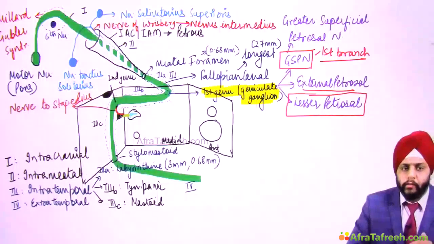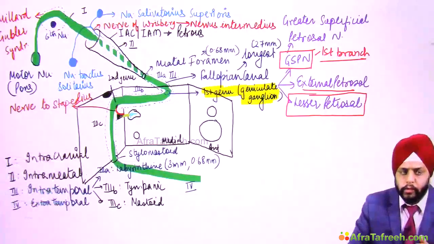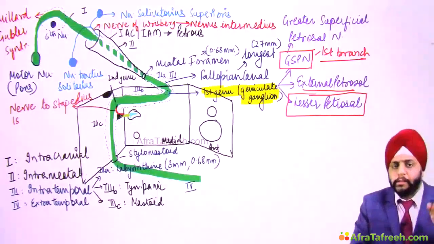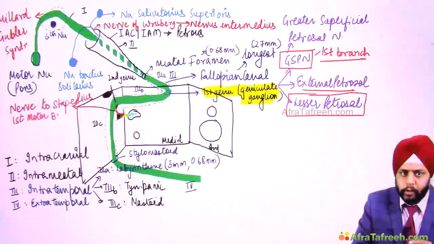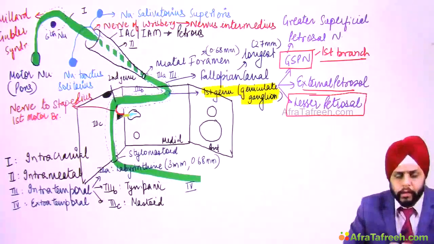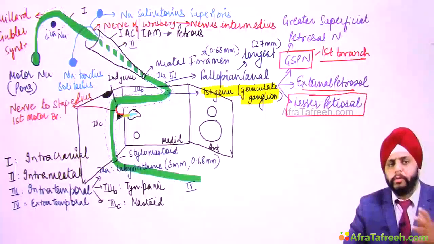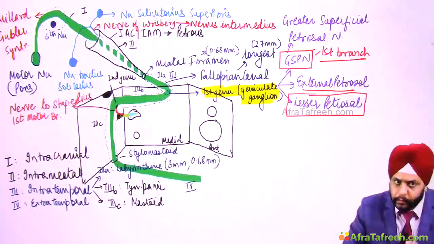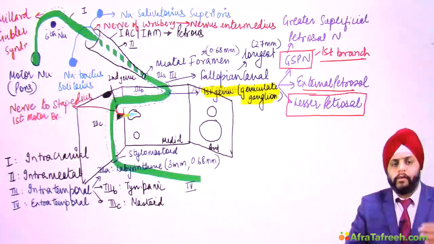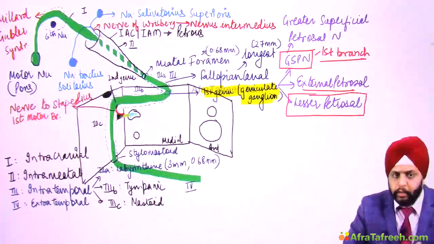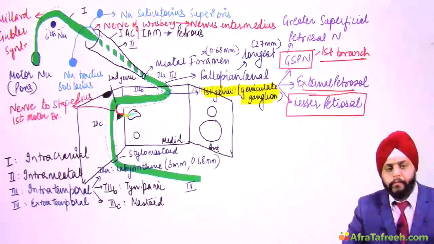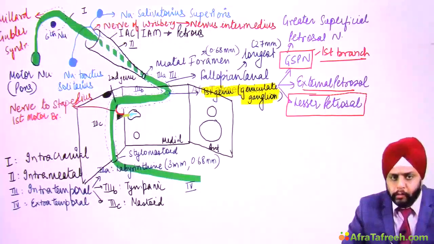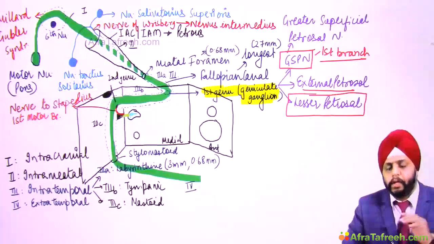This is the first motor branch of the facial nerve. Okay, remember GSPN was the first branch. This is the first motor branch of the facial nerve, nerve to stapedius muscle, right? And now the facial nerve goes down. In the vertical segment, it goes out of the stylomastoid foramen. Now, before it goes out of this stylomastoid foramen, it gives a branch.